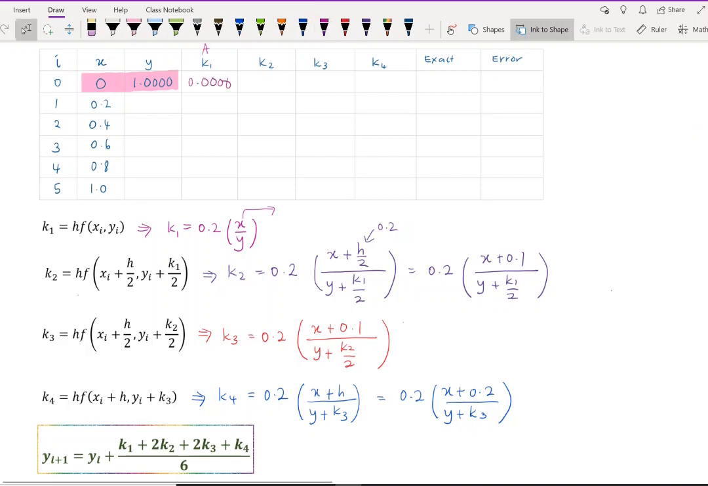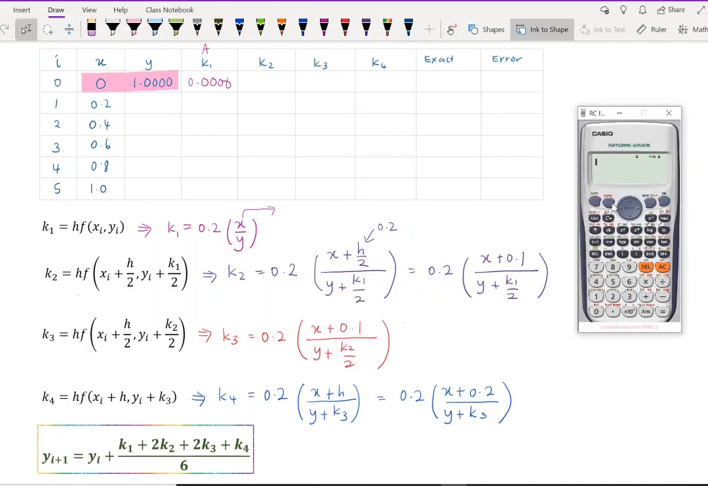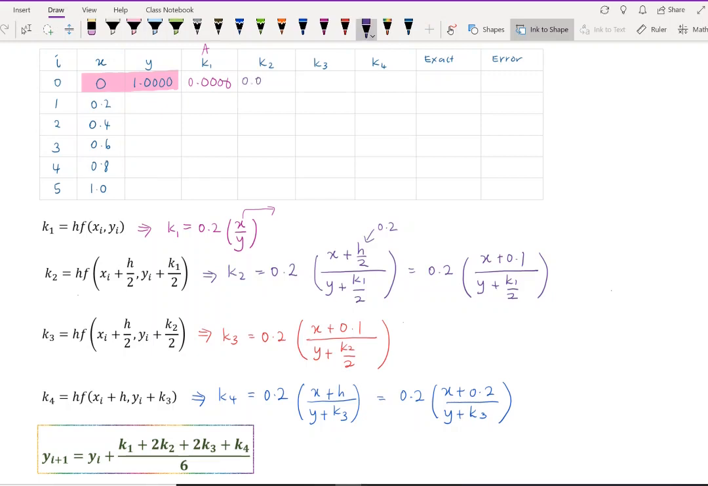Then move to K2, insert the equation for K2, so we consider here as B. B equals 0.2 X plus 0.1 Y plus K1. Our K1 is now A, so we insert the A value, then click calculate. So our X now is 0, our Y is 1, and our A now is 0 as well. So we have our B equals 0.02, which represents the value of K2.